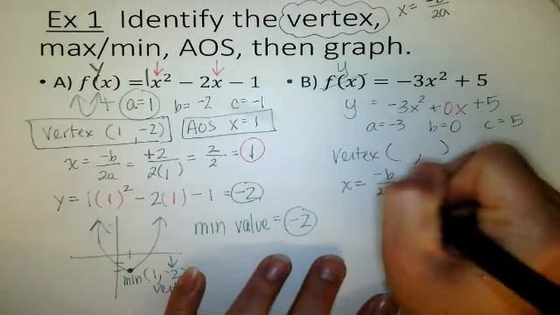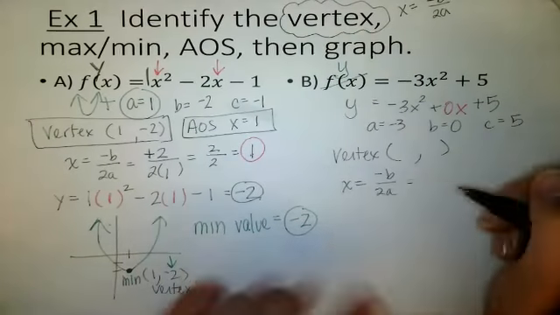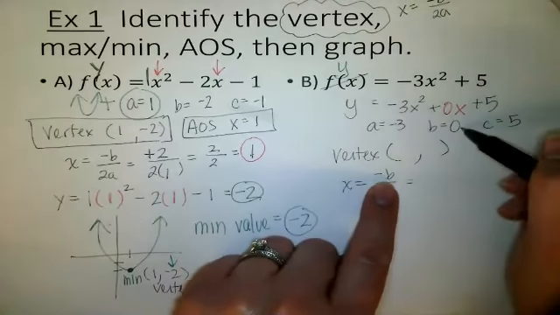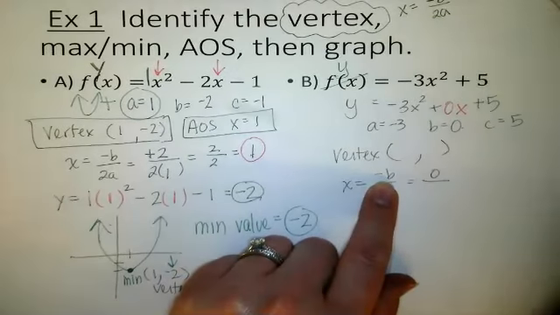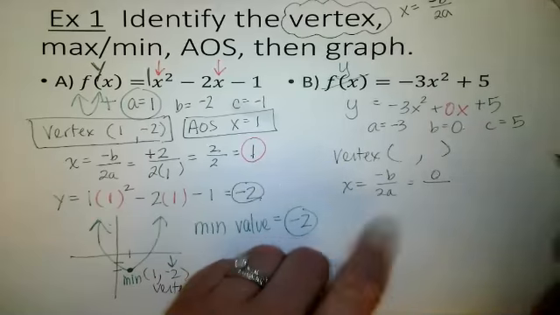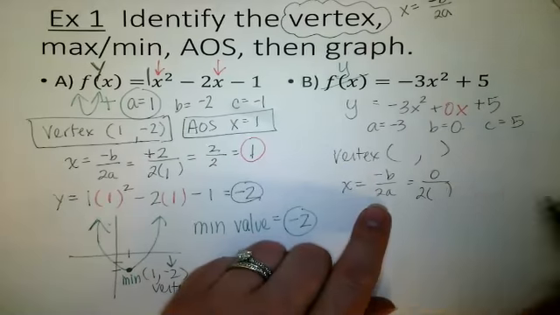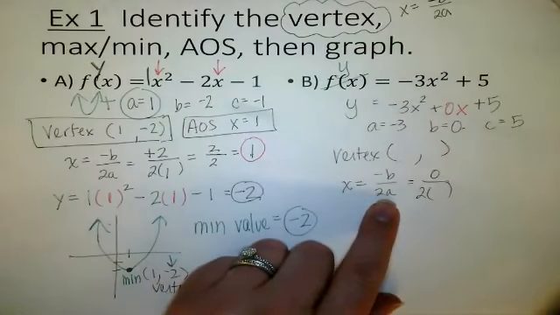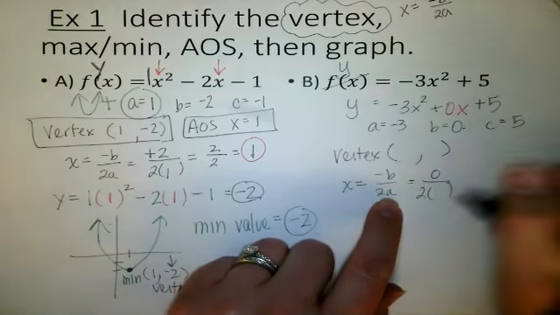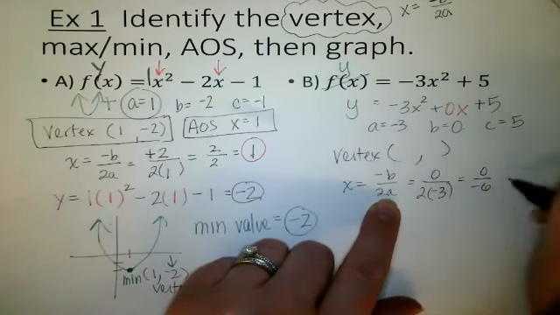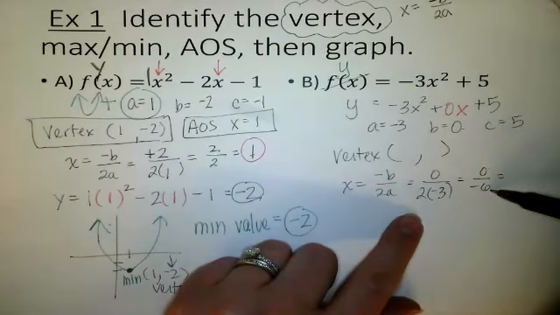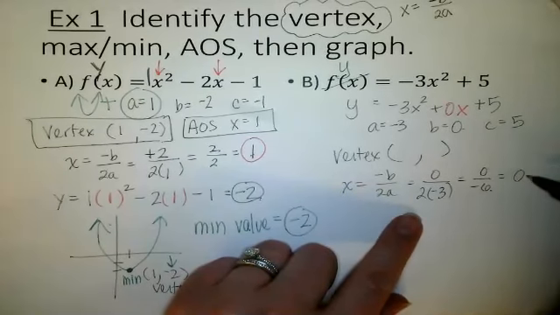Opposite of b over 2a. Very good. The opposite of b. What is the opposite of b? There isn't one. Yeah, it's just 0. Opposite of 0 is just 0. Over 2 times what? What's the a value? Good. So 0 over negative 6. What is 0 divided by any number? 0. All right. So my x-coordinate is 0.